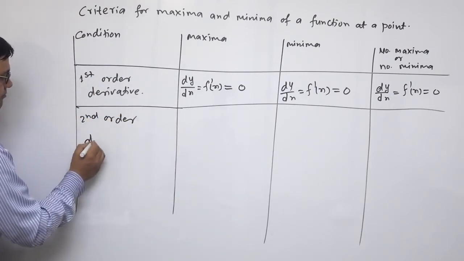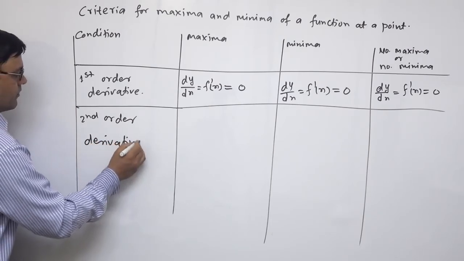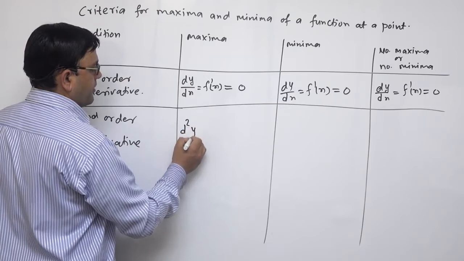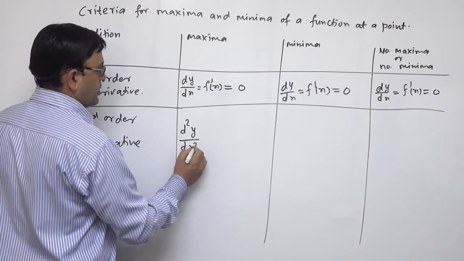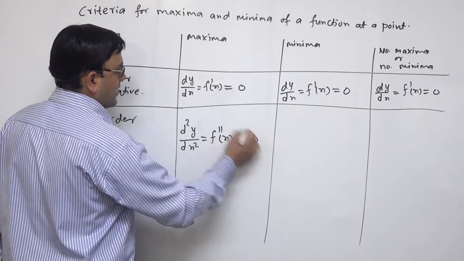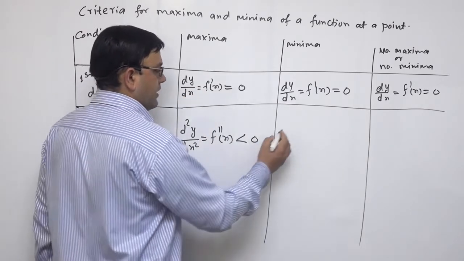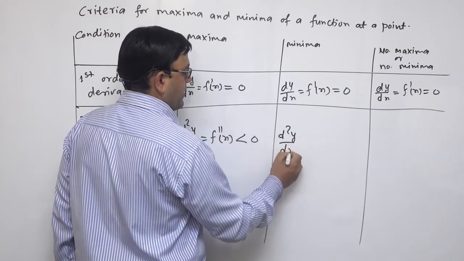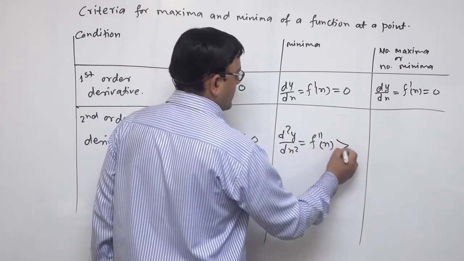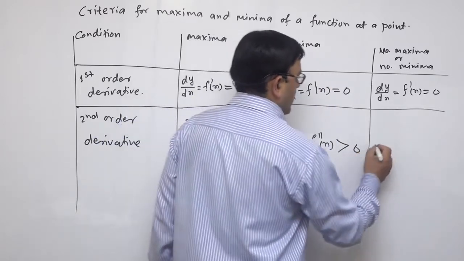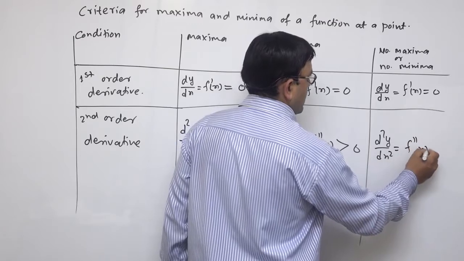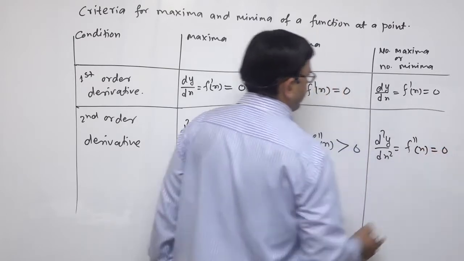Now for the second order derivative मा, अब हेर्नुस् है त फर्स्ट अर्डर मा फाइन्ड आउट नभएको सेकेन्ड अर्डर मा हुन्छ. जस्तै सेकेन्ड अर्डर भन्ने बित्तिकै d स्क्वायर y by dx स्क्वायर भन्ने बुझाउँछ. यो भनेको f डबल ड्याश x हो. This is less than 0 for maxima, and then d square y by dx square is equal to f double dash x, this is the second derivative, is greater than 0 for minima, and then d square y by dx square is equal to f double dash x is equal to 0 here.